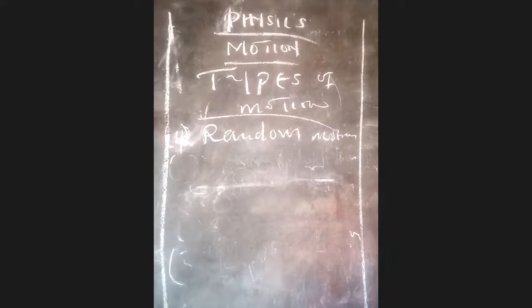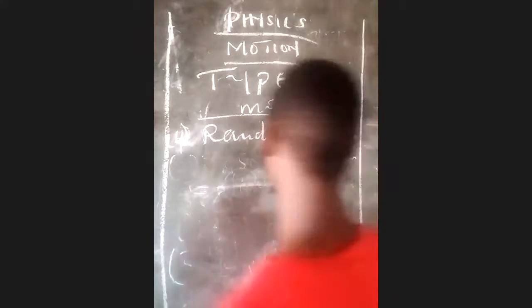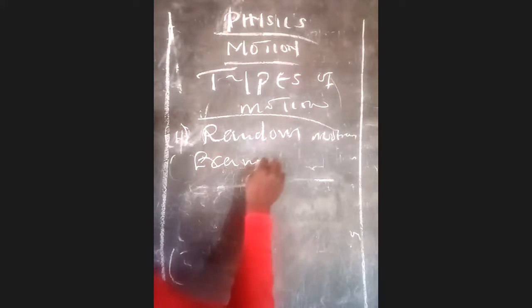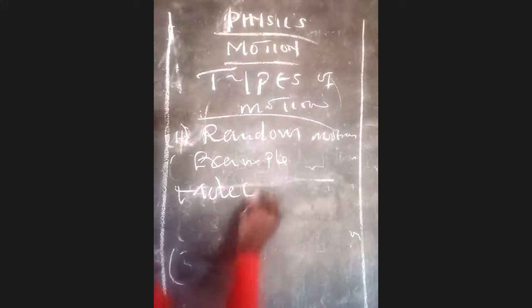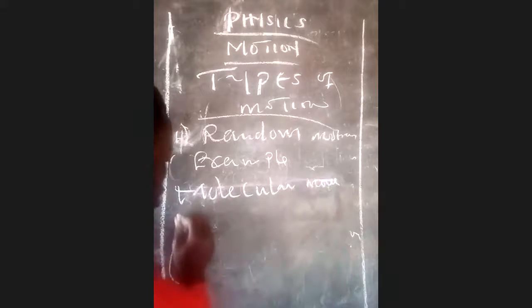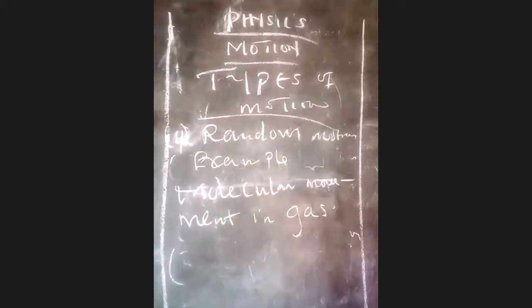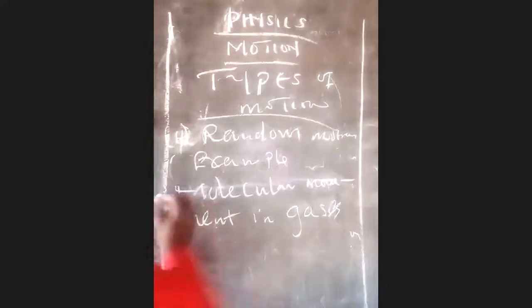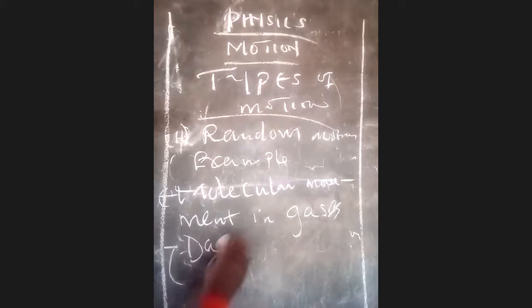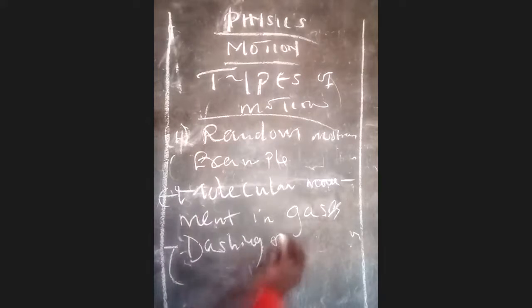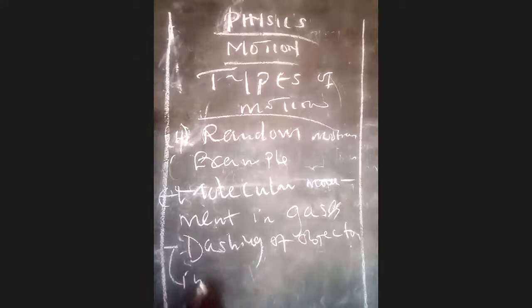An example of random motion is molecular movement in gas. That is one example of random motion. Another one is dashing of an object in air. That's another example of random motion.